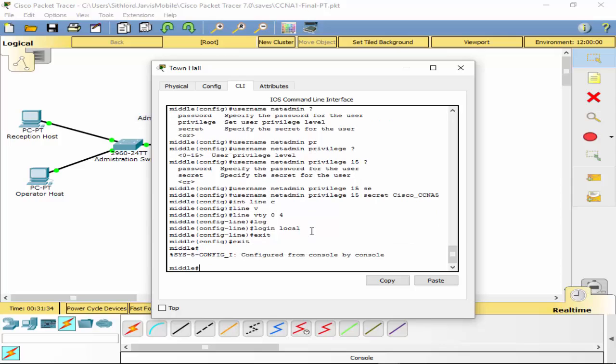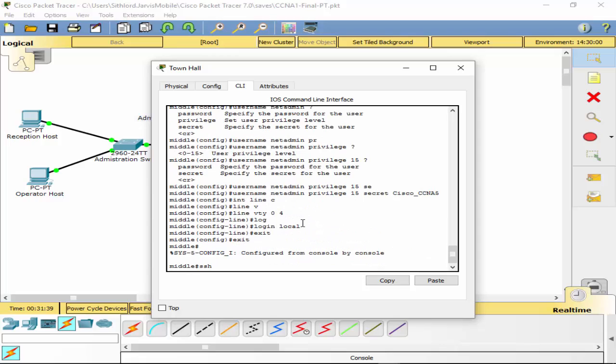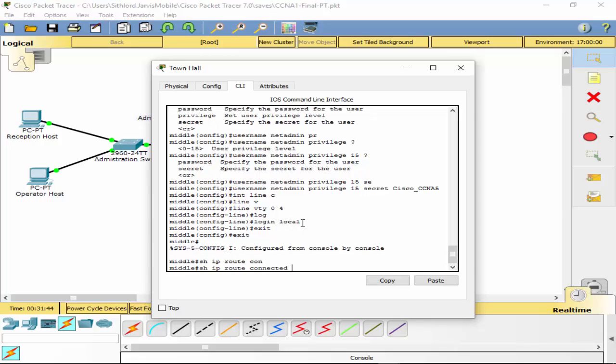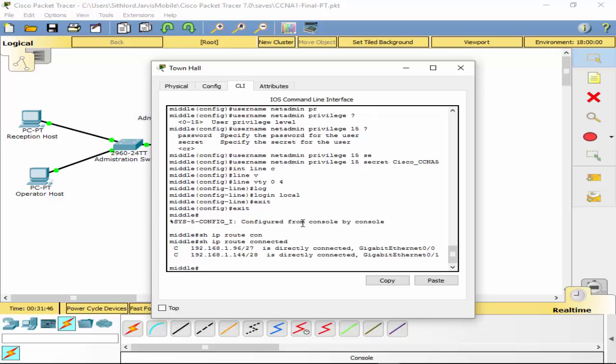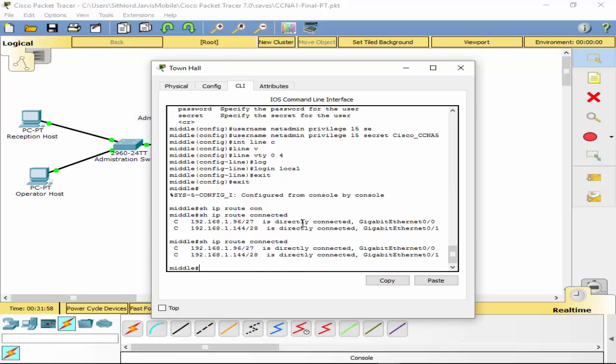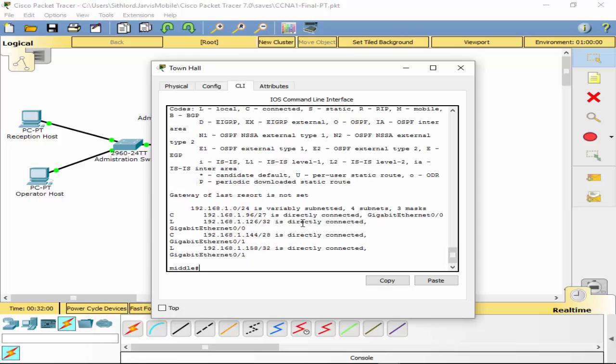And so now if you want to test your SSH, we can SSH to either of our network devices. So we can do a show ip route connected. That shows our directly connected routes. And so that is our networks. If we do a show full ip route, no connected, it actually shows our local address. So we have 158 and 126. So we could SSH to either of those.